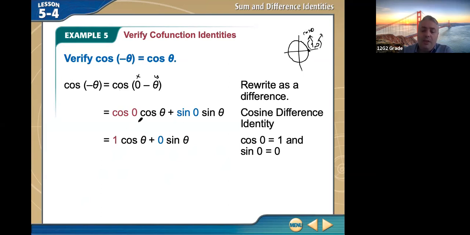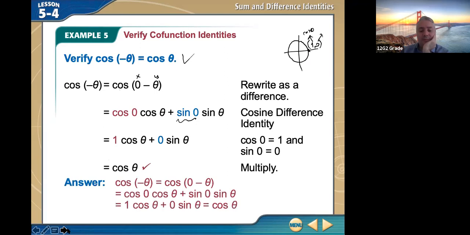So we put it. And cosine of theta, we don't know cosine of theta. Sine of 0 is the second component when the angle is 0, so it is 0. And then 1 times cosine theta will be cosine theta. That means they are equal. We proved it. That's all.